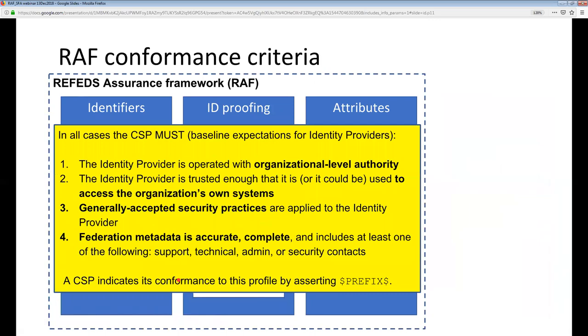Finally, for conformance to the REFEDS Assurance Framework itself, there are some criteria which are based on the InCommon baseline expectations for identity providers. In order to be able to assert that the identity provider is compliant with RAF, the identity provider must be operated with organizational level authority, and it must be also trusted enough to be used for accessing the organization's own systems. Generally accepted security practices must be applied to the IdP, and also the federation metadata must be accurate and complete.